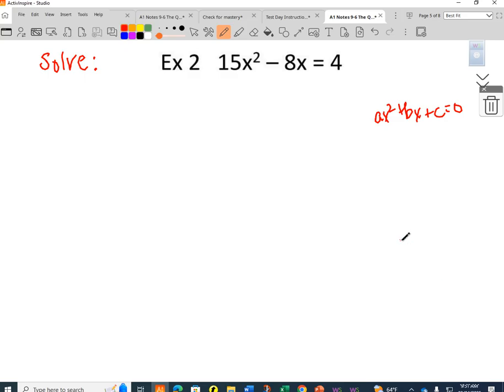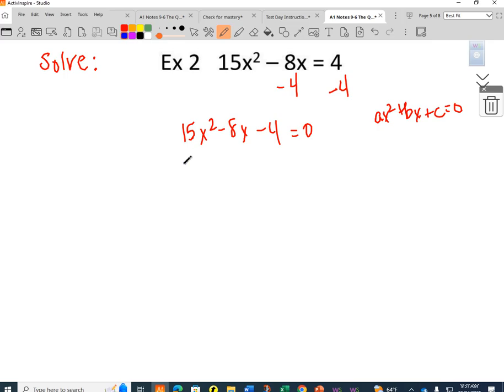Add or subtract it. So let's see. If I add 4, 4 plus 4 is 8. Does that give me a 0? No. If I subtract 4, that does give me a 0. So if I subtract 4 from this side, I'm going to subtract it from this side. And now I have a quadratic equation in standard form.